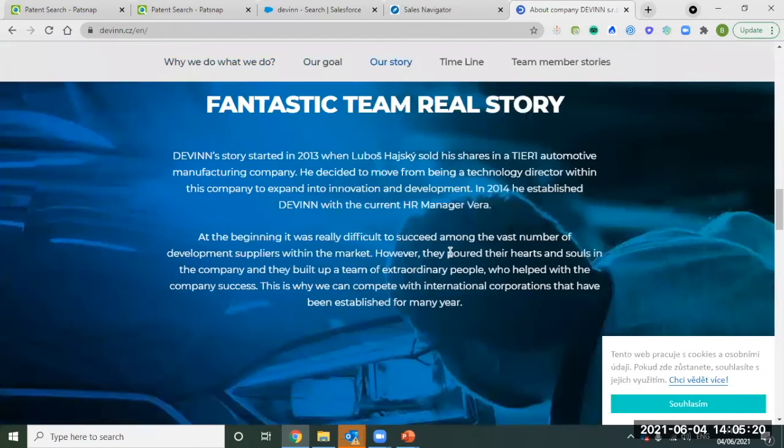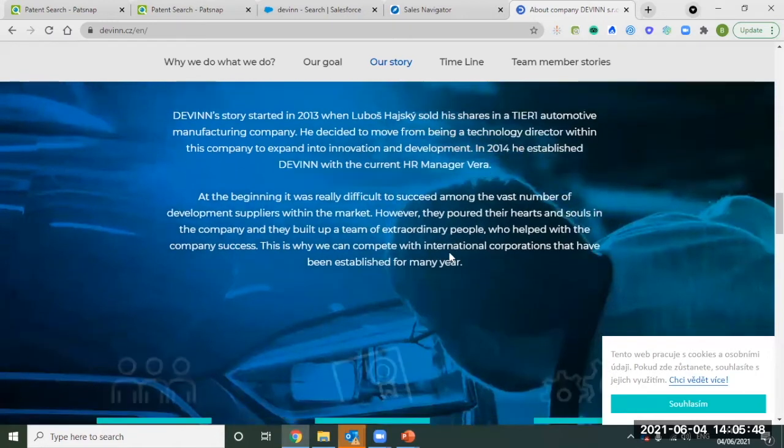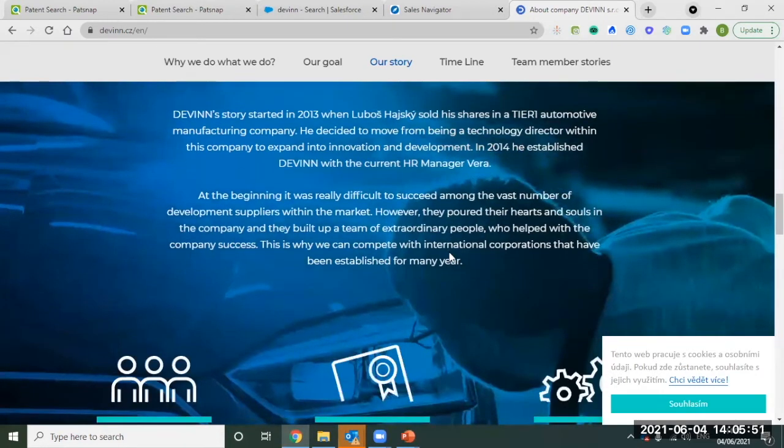So Devon's story started in 2013, so pretty much a startup, when Lubos Hajski sold his shares in a tier 1 automotive manufacturing company. Tier 1 is a company that serves the OEMs directly, so they sell all their goods to the OEMs. The OEMs, if you're not familiar, are the automotive brands that you see on the streets, on the roads and in car parks. So the BMWs, the Audis, the Jaguar Land Rovers, these are the OEMs, which stands for original equipment manufacturer. Although the tier 1 is really the one that sells to the OEMs, with specialized products, basically.